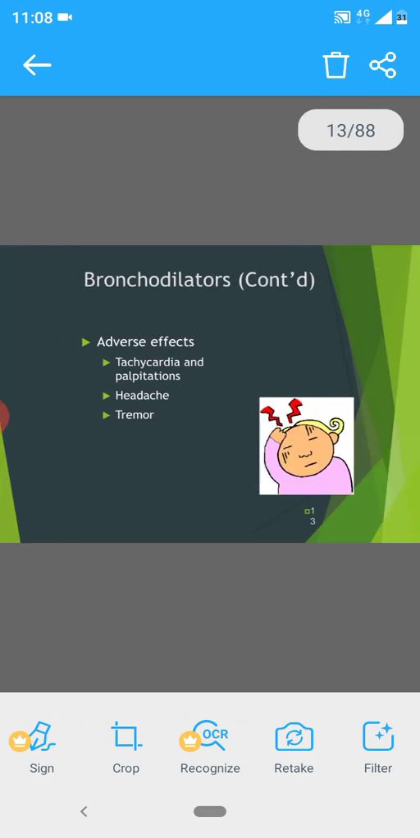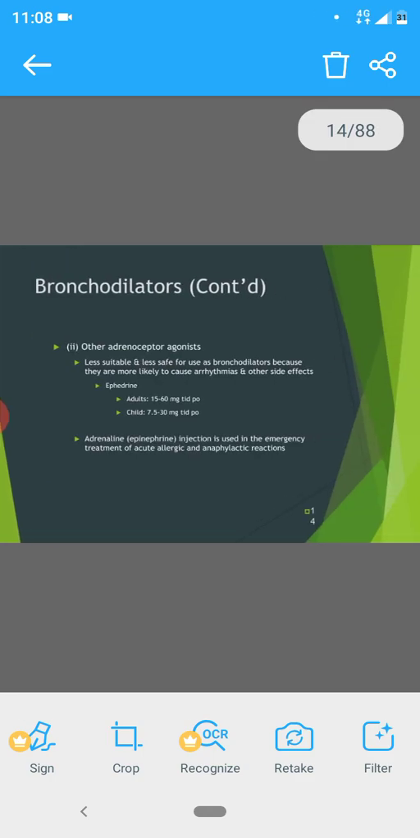Now, the common adverse effect of beta 2 agonist, what will it cause? It will usually cause tachycardia and palpitation, headache and tremor. Beta 2 agonist, whether it's a short acting or a long acting, whether it's a salbutamol or terbutaline, formoterol, all will have this common adverse effect.